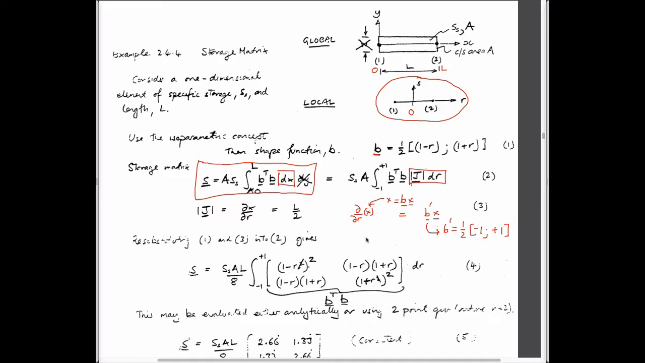So, if you substitute this back in for the coordinates, you get exactly this. This is essentially equal to x2 minus x1 over 2. That's what this comes out to be if you just multiply it by the nodal values.